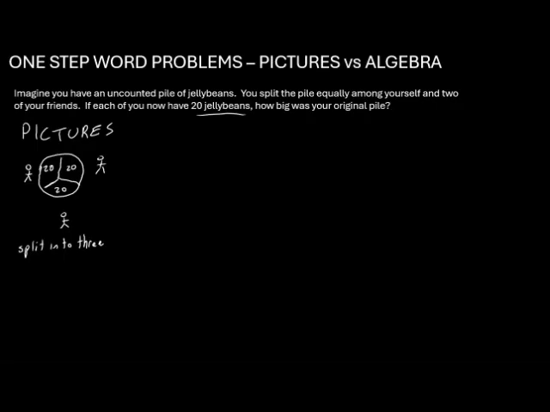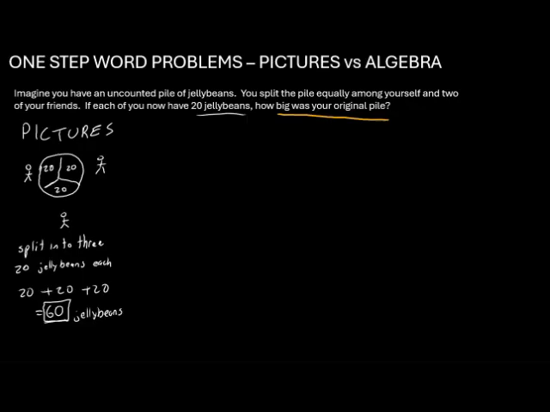Now our question asks, how big was the original pile? We've split it into 3 pieces that are 20 jelly beans each. So if you look at the pile, we could add together all of our pieces of the pile. We could say 20 for you, plus 20 for both of your friends, and add them together. If we take 20 plus 20 plus 20, we will get 60. This means our original pile was 60 jelly beans.